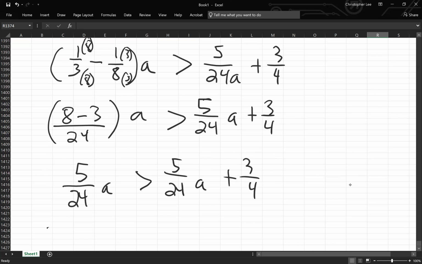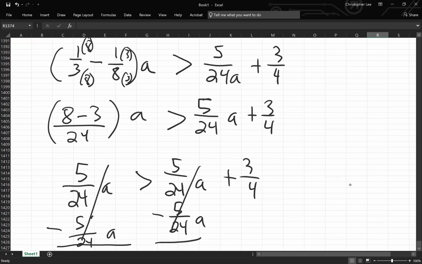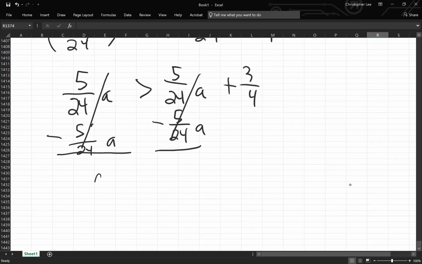Let's subtract the 5 over 24a on both sides. So what am I left with? 0 is greater than 3 over 4. Now we all know, having 75 cents in your pocket is more than having nothing. So this, 0 is greater than 3 over 4, is a false statement.